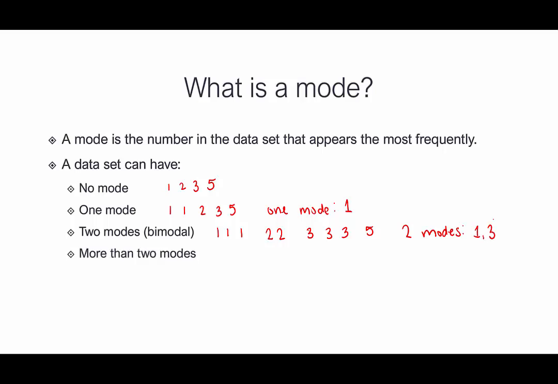We can also have a data set with more than two modes. So again, in order for one of the values to be a mode, it has to appear more frequently than, or equal to, all of the other numbers. It's like greater than or equal to in appearances.